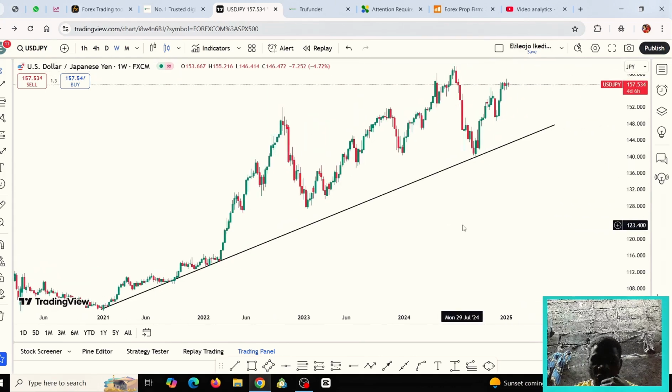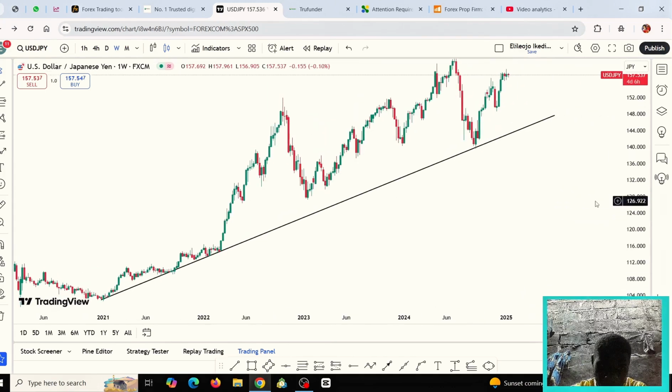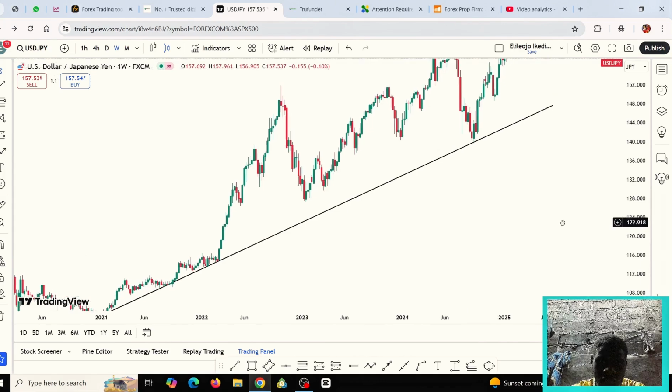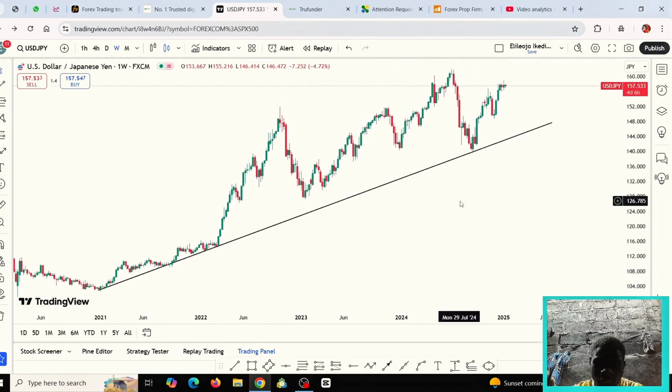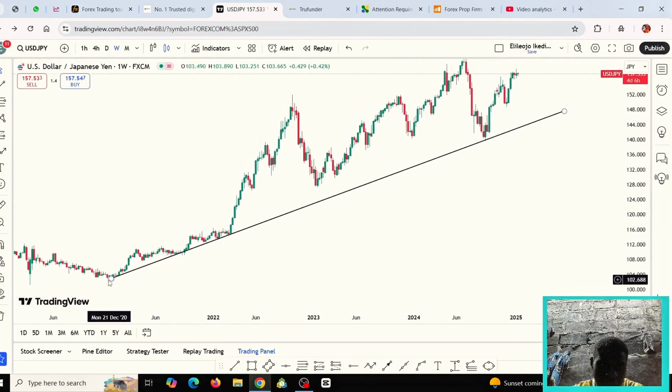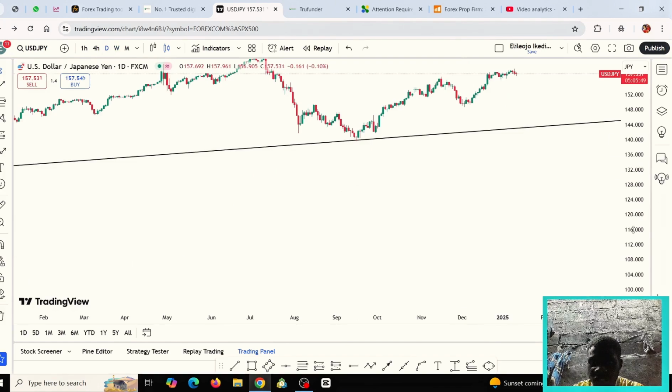Now, as you can see on the weekly time frame, our trend line is still on the weeks, the weeks here, on the weeks here, on the weeks, and then on the weeks here as well. Our trend line is still on the weeks. Let's take a look at the daily time frame now. Let's see what we have on the daily time frame.